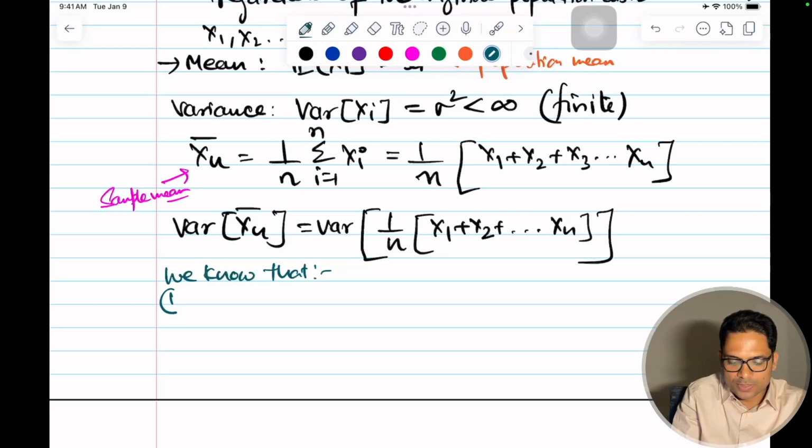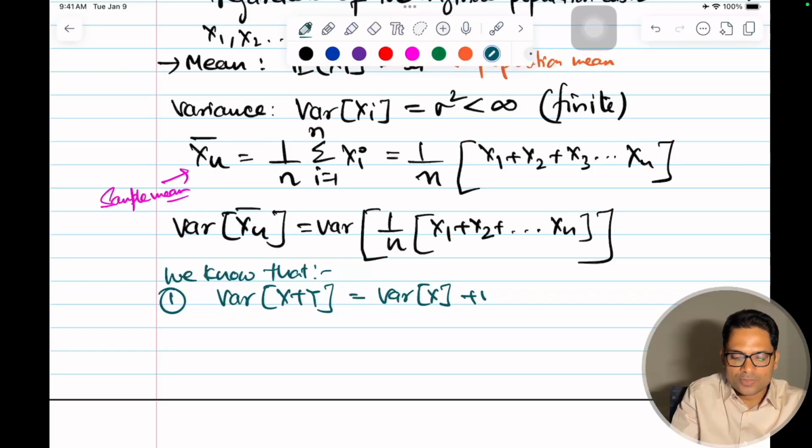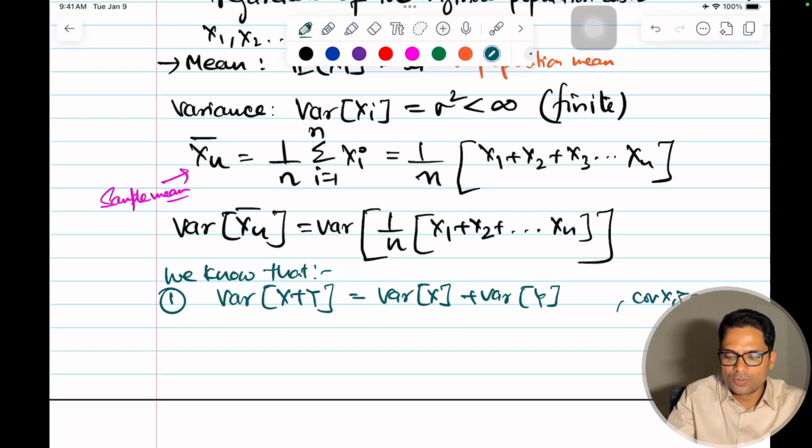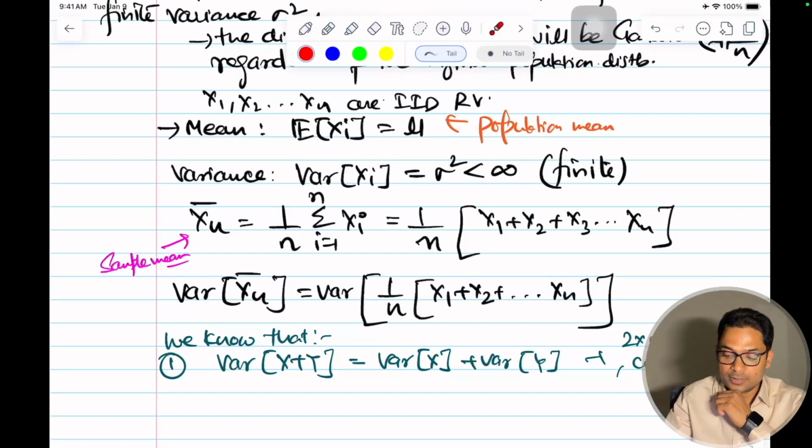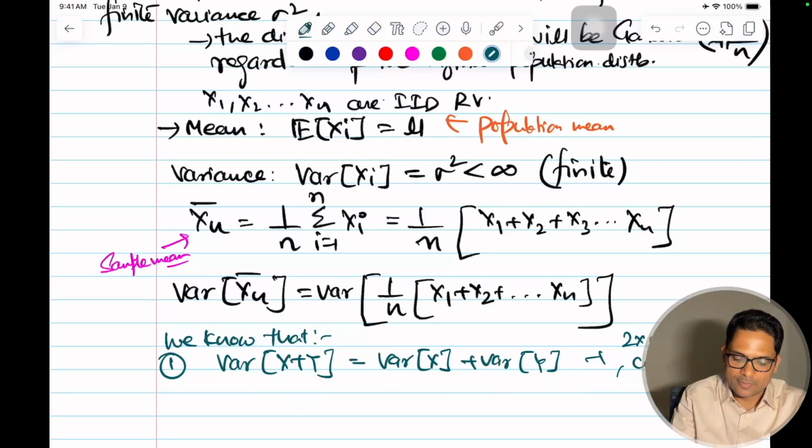In the past, the first thing is that the variance of x plus y is equal to the variance of x plus the variance of y, because there is also a plus 2 times covariance of xy term, but this is equal to 0 because the assumption is IID, independent, and as soon as two variables are independent, the covariance becomes 0. We have seen that multiple times. So the variance of x plus y is the variance of x plus the variance of y. What is the second thing?